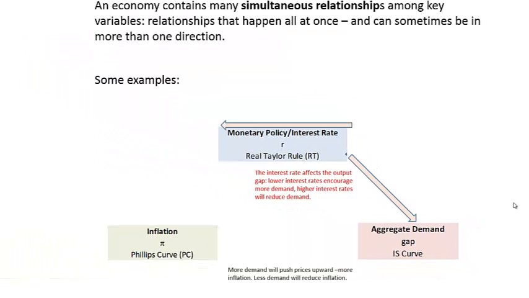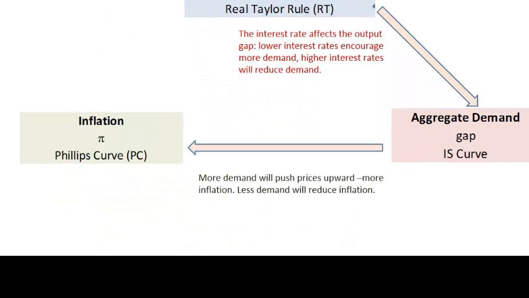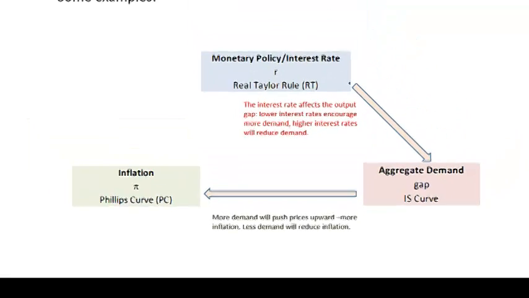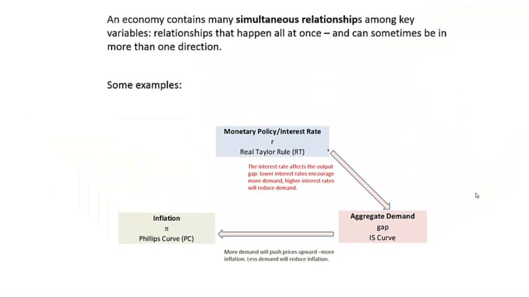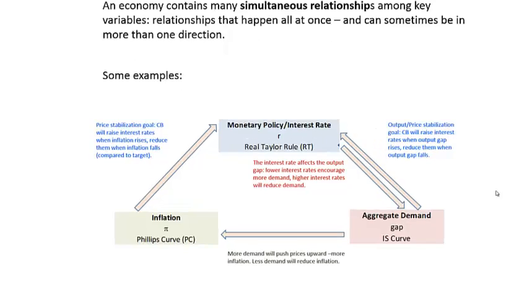We've also learned about the relationship between output gap and prices. More demand will push prices upward, higher inflation. A fall in demand will typically mean lower inflation. This is one of the main messages of the Phillips curve. However, both the output gap and the inflation rate will have impacts on the interest rate that the central bank sets in its efforts to achieve its goals of price and output stabilization.